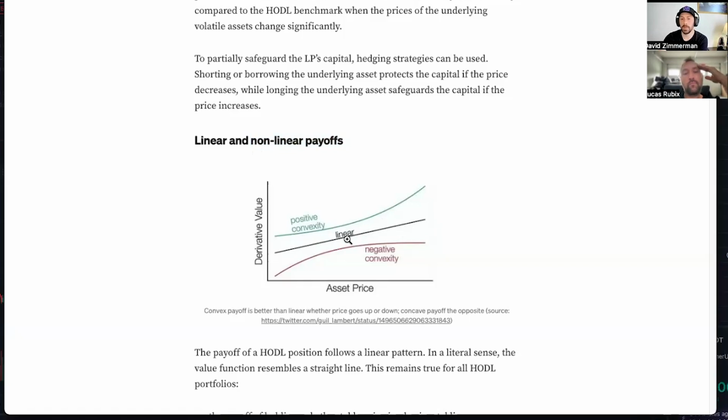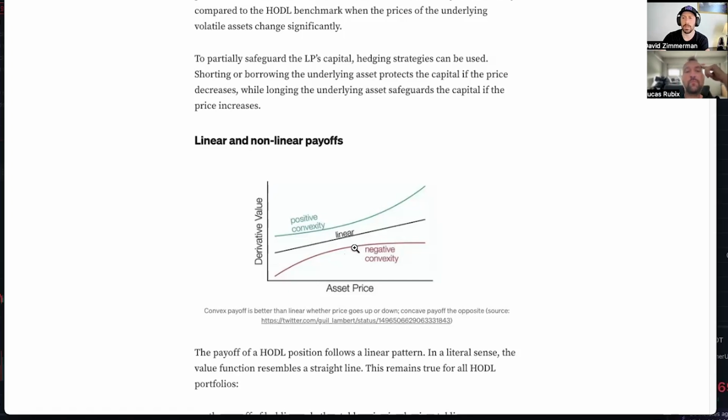But if I deploy that same asset into a liquidity pool, I have this concave or negatively convex payoff. This is a non-linear payoff. And so what does that mean? Well, it means that I lose a little bit more to the downside in the LP position than I would if I was just holding that asset spot. And I make a little bit less to the upside if I'm in the LP position versus if I was just holding that asset spot.